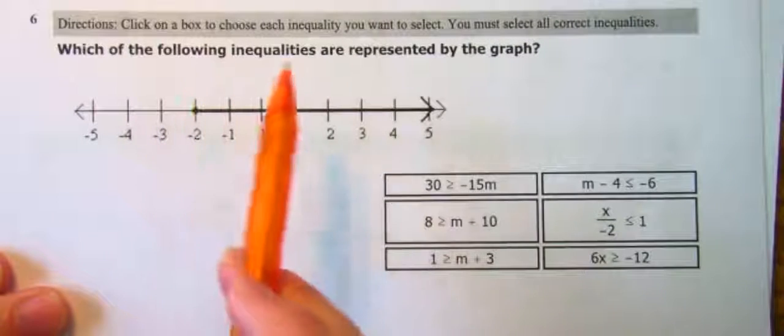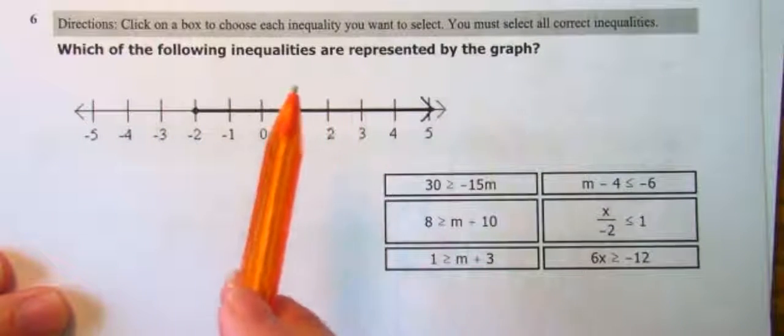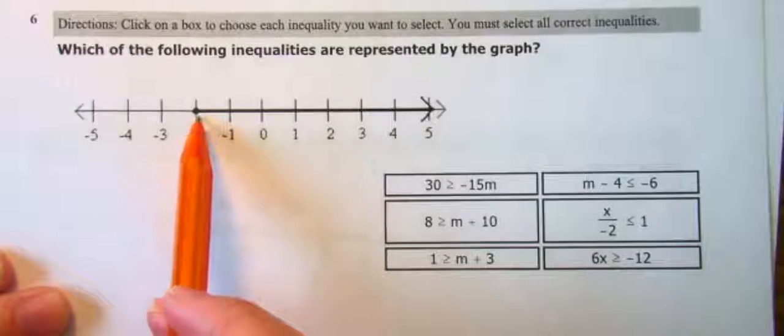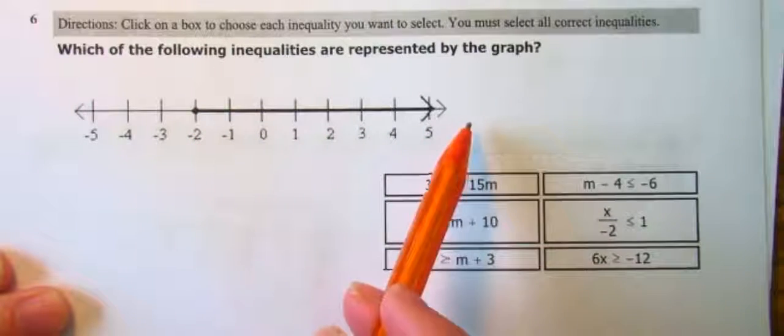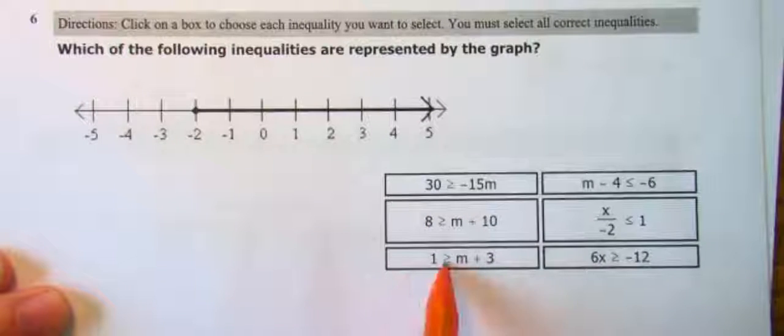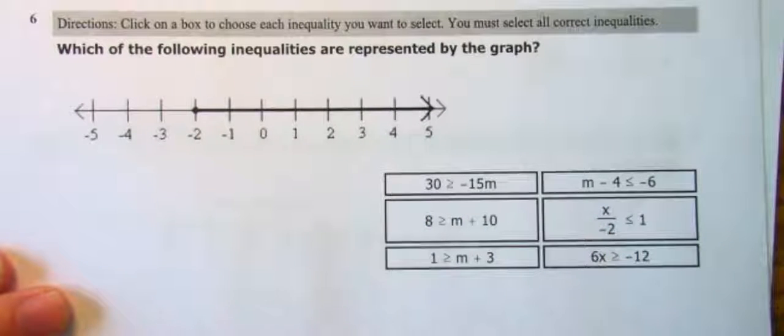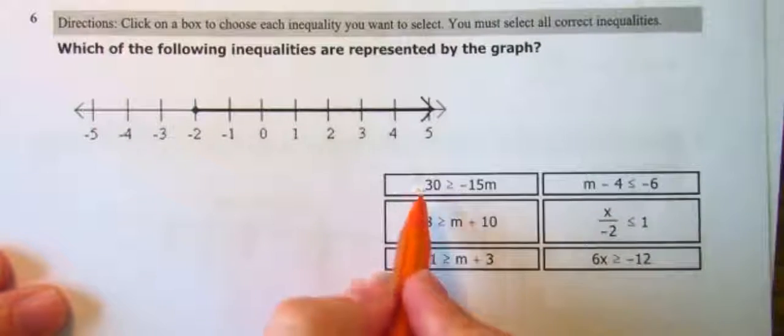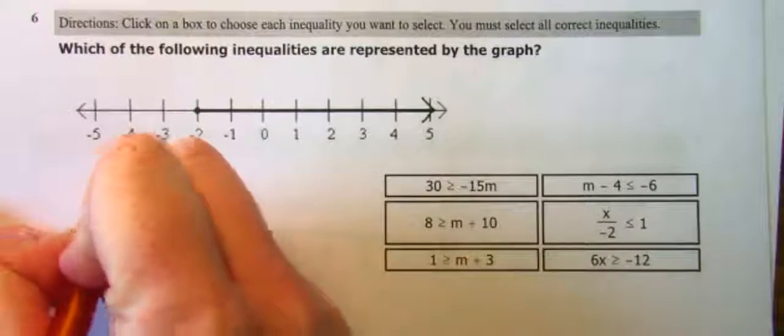So which of the following inequalities are represented by the graph? Well, let's look at our graph. We have a closed circle on -2 pointing to numbers bigger. So closed circle means that equal to sign under it. Well, all of these have that, so that's not going to help us. So we're going to have to work out each of these problems.